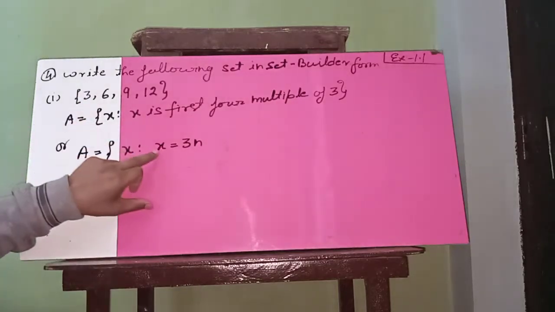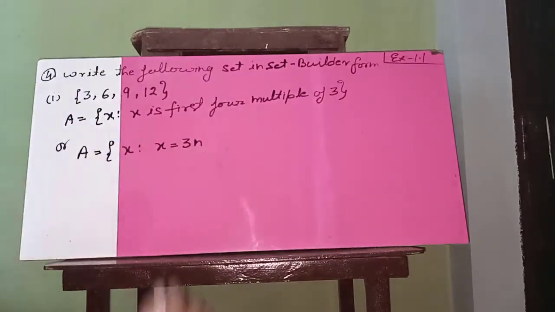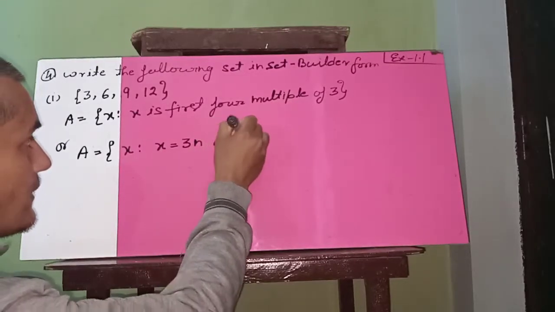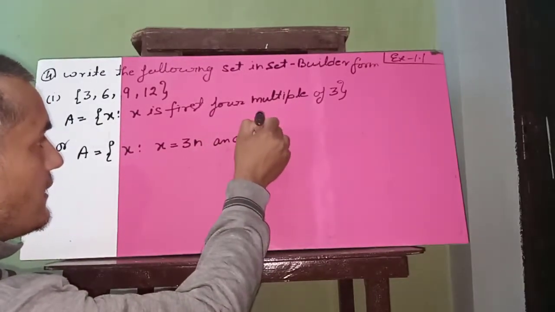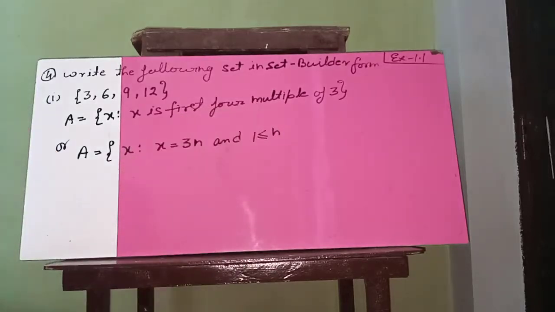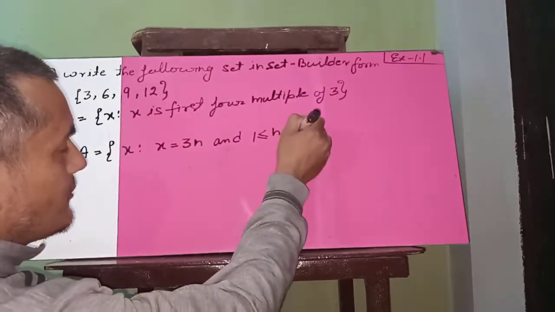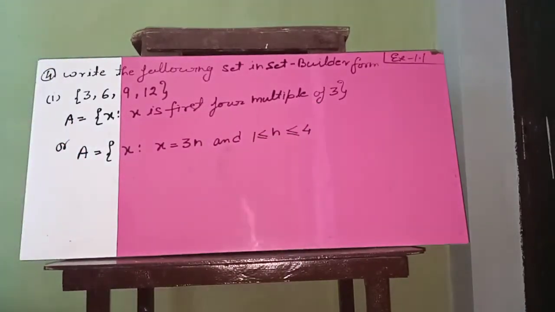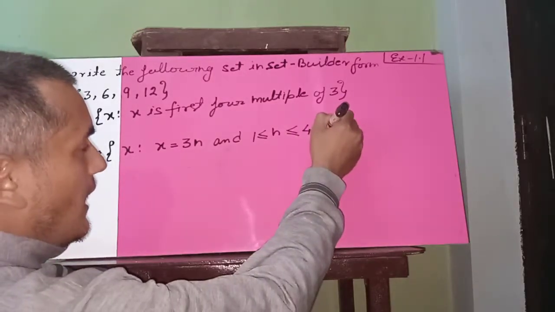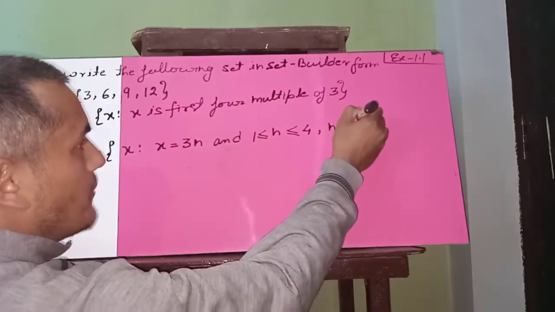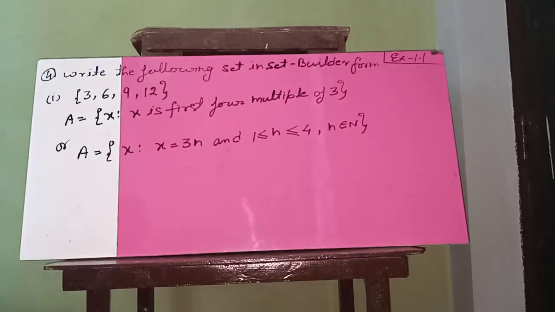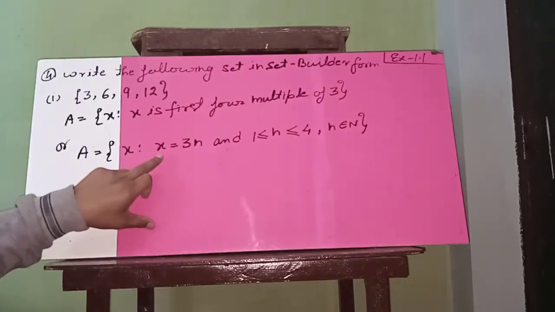It means x is the multiple of 3 and n is greater than or equal to 1 and less than or equal to 4, and n is the natural number. Clear? Any tough? So look at here what happened.